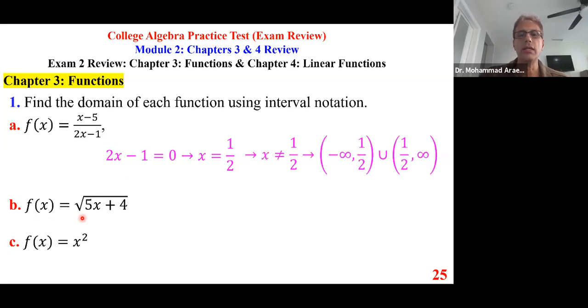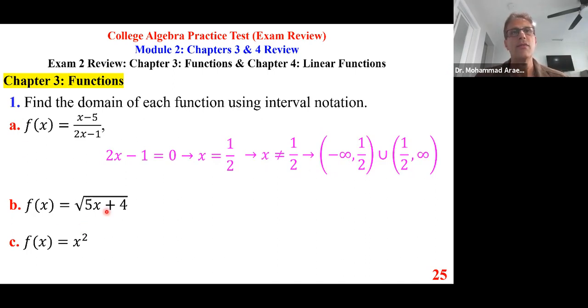So we could write it as such, but in interval notation, that means the domain goes from negative infinity to 1/2 union 1/2 to infinity. Parentheses mean that the end points are not included, okay? In this case, 1/2 is not included. Also, we always use parentheses for negative as well as positive infinity.